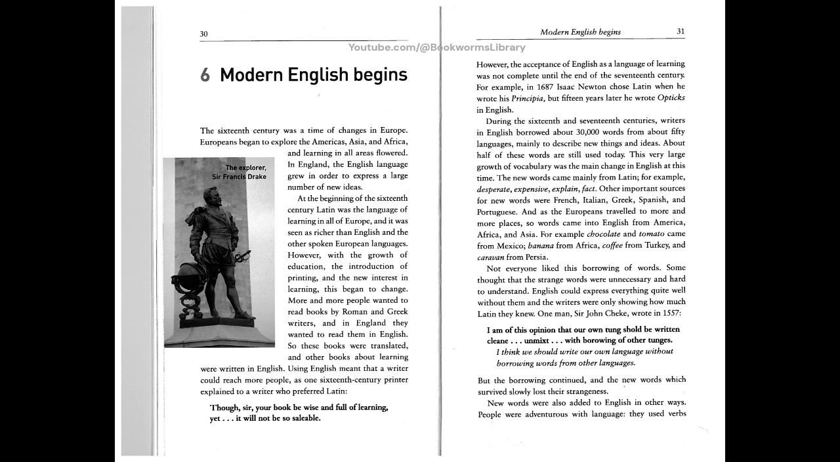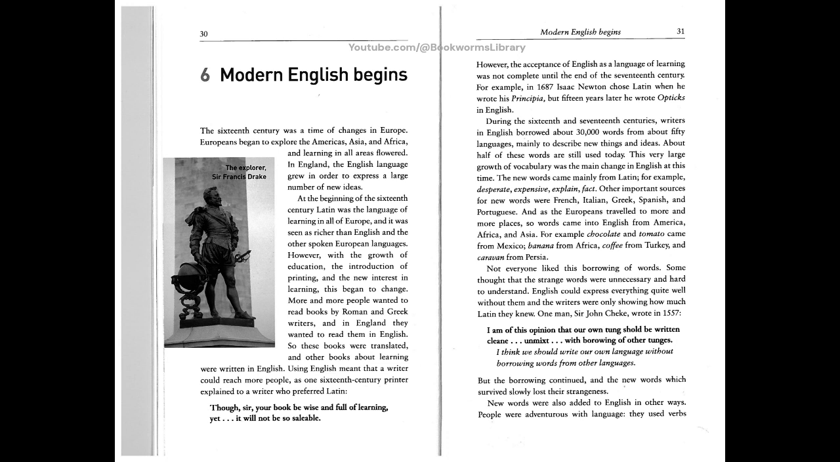Chapter 6. Modern English begins. The 16th century was a time of changes in Europe. Europeans began to explore the Americas, Asia, and Africa, and learning in all areas flowered. In England, the English language grew in order to express a large number of new ideas.